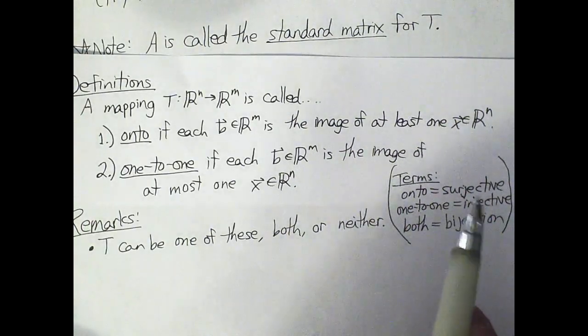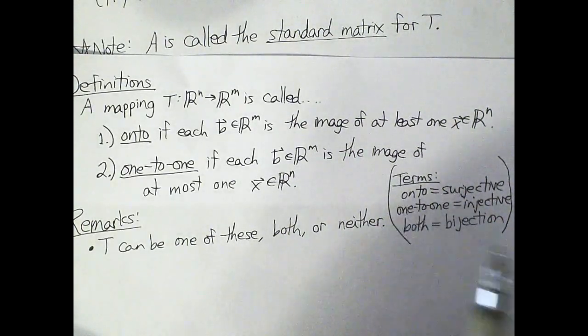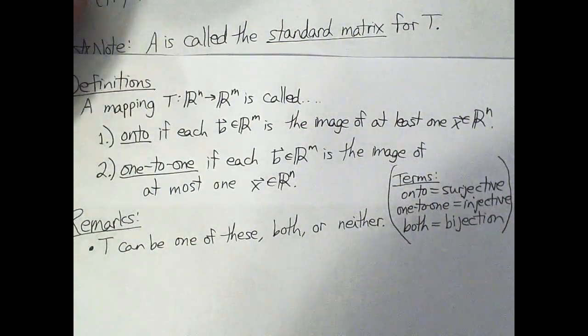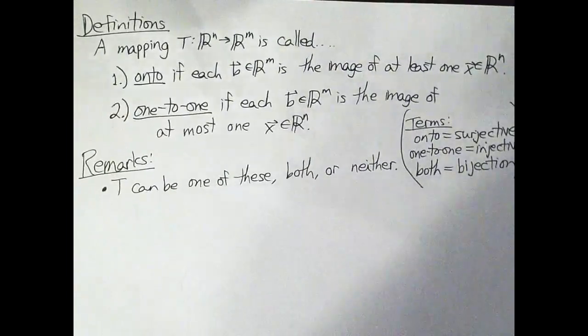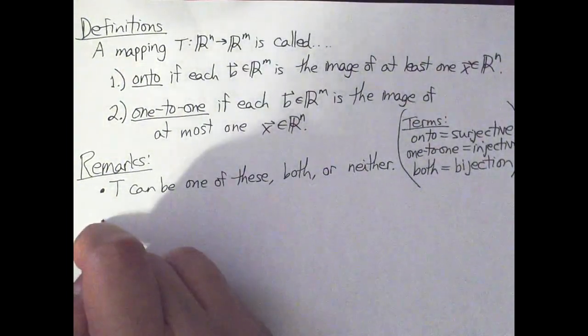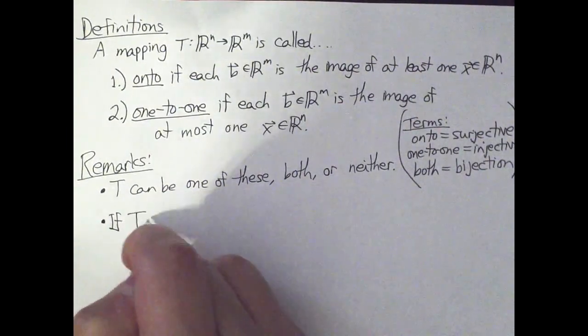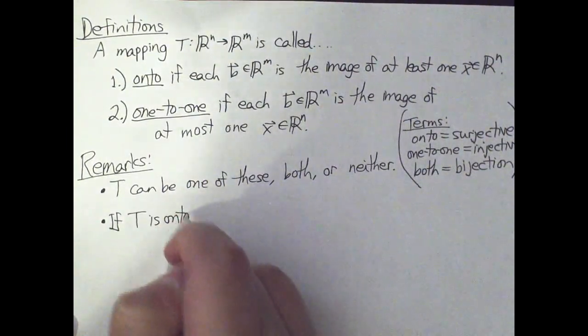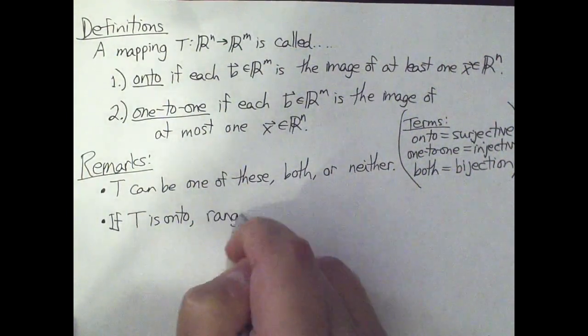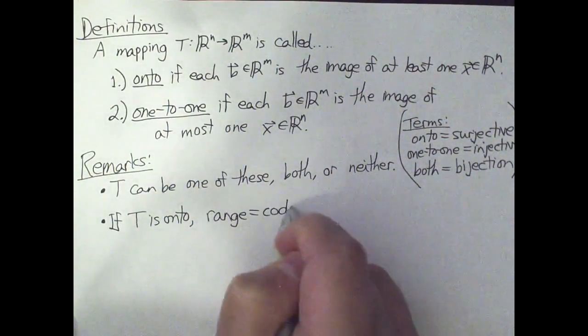Bijection. And you could say that if something is onto, you could call it a surjection, and if it's one-to-one, you could call it an injection, but usually it's the adjectives surjective and injective that are used, I guess. Anyway, so I have some other remarks. If T is onto, then the range equals the codomain.